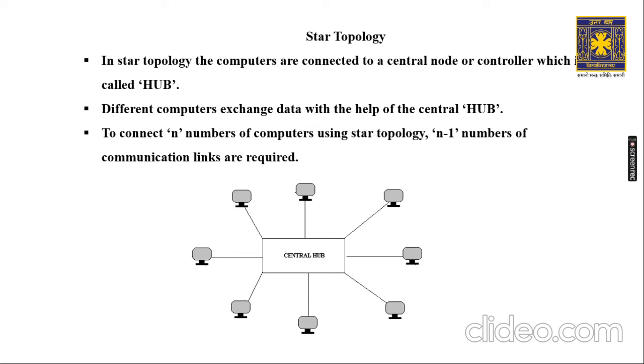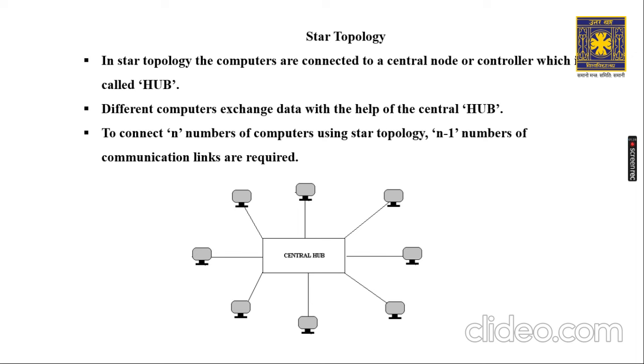So if you want to connect n number of computers using star topology, n minus 1 number of communication links, at least, this is not n minus 1, n number of communication links are required. So you can rectify this place.